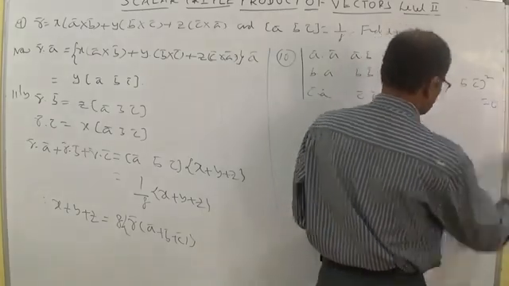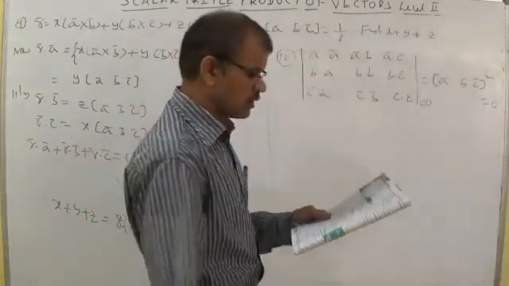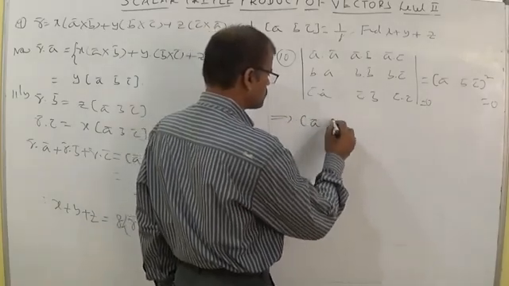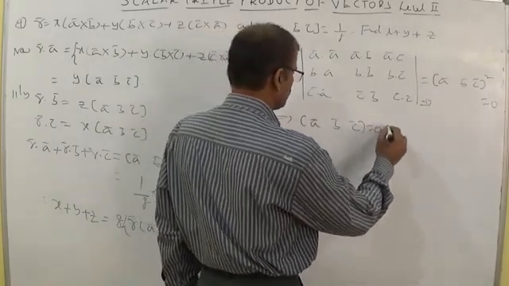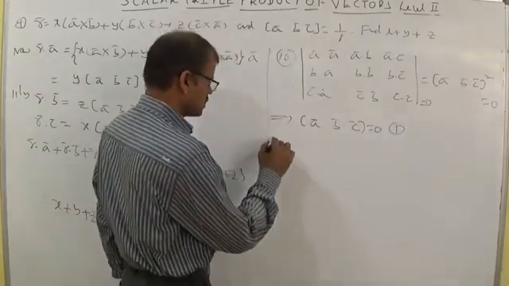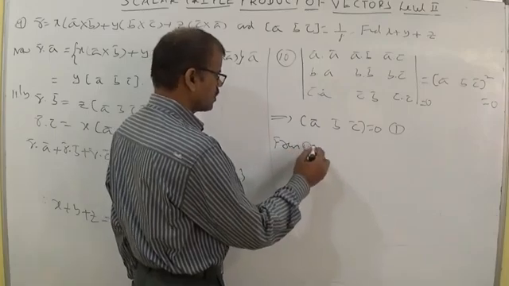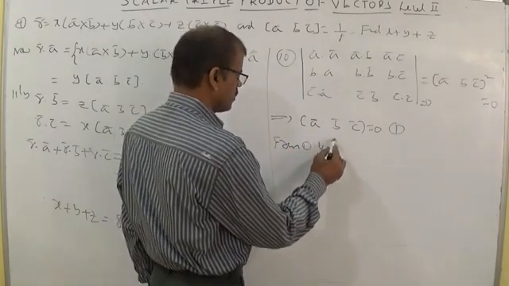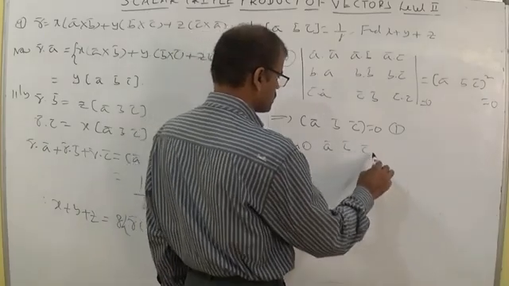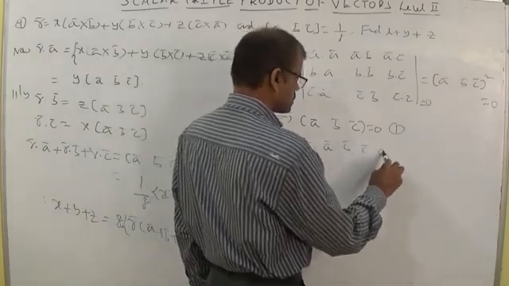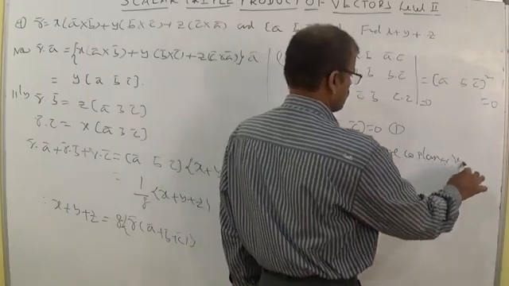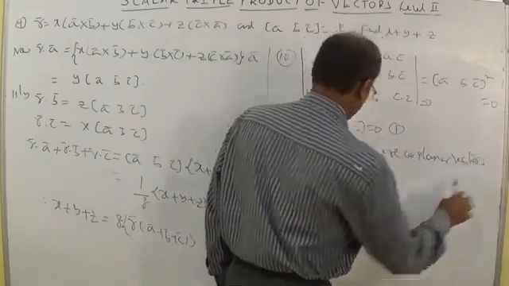That implies box ABC whole square value is also equal to 0. Whenever box ABC whole square is equal to 0, you can write box ABC equal to 0. Whenever box ABC equals 0, we conclude that A, B, C are coplanar vectors.